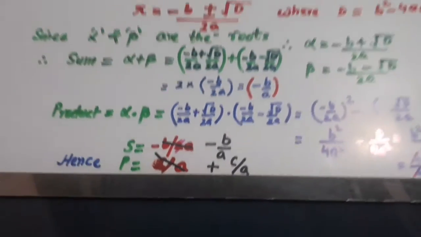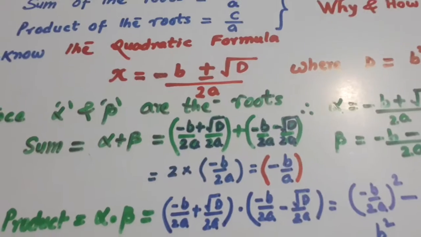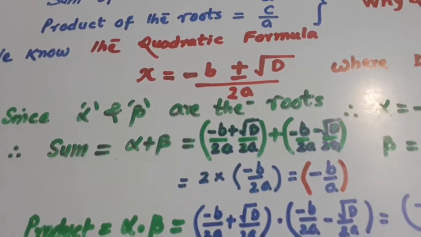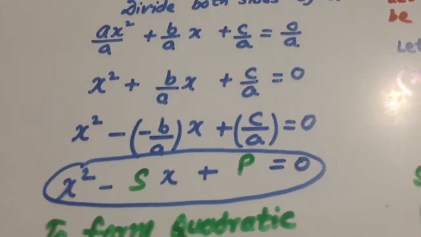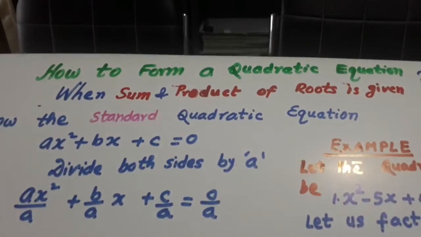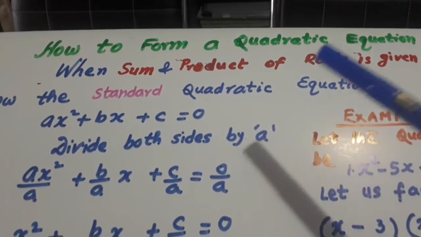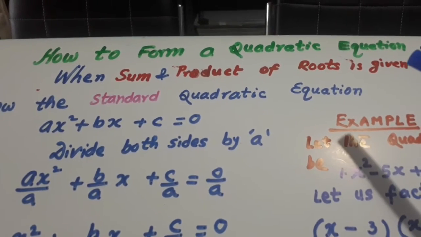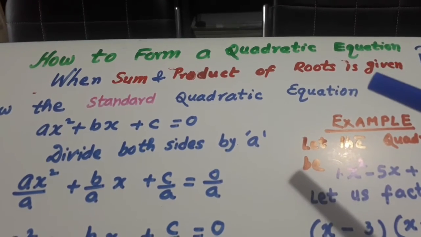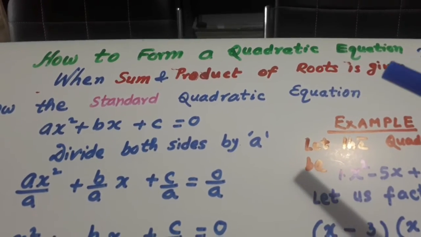This we shall be using in our next topic, how to form a quadratic equation. Look here. This is the topic: how to form a quadratic equation. When sum and product of the roots is given, we have already found that sum of the roots is minus b over a and product of the roots is c over a.